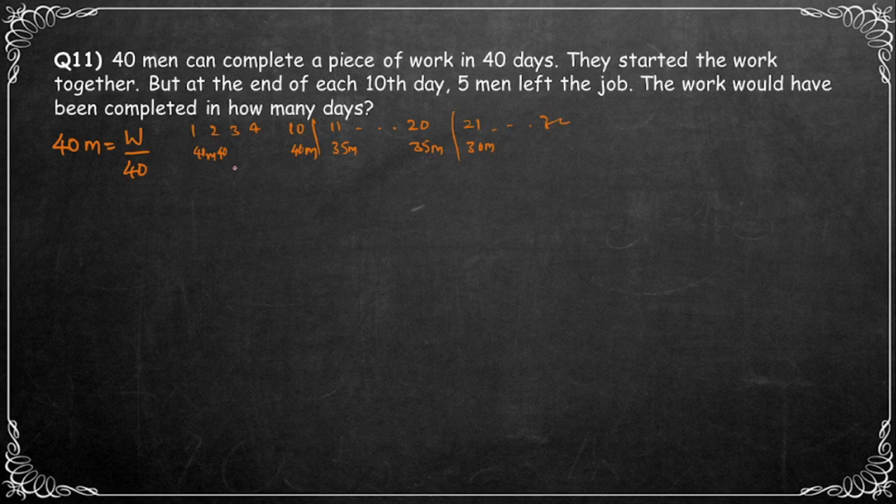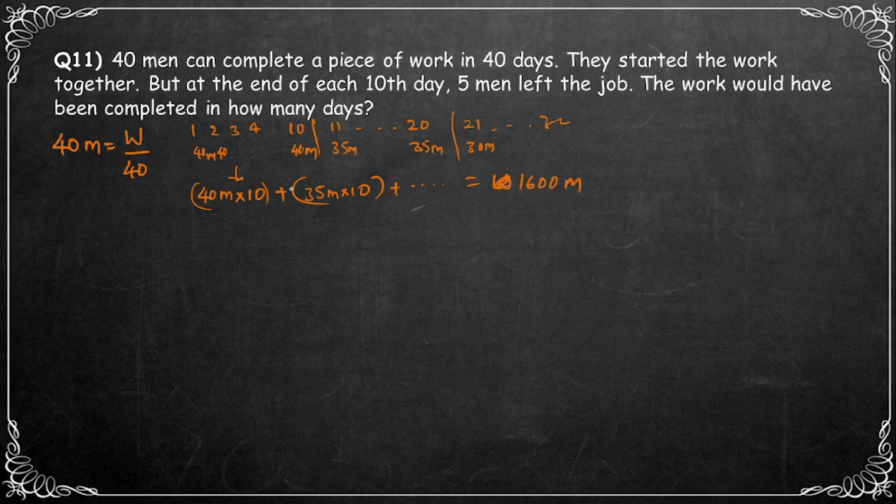So we can write an equation like 40 men working for 10 days. So they complete some part of the work, plus 35 men working for 10 days. They complete some part of the work and then it goes on like that and they complete the total work. Now, to avoid unnecessary fractions, I'll replace W by 40 men into 40 days, which is 1600 M.